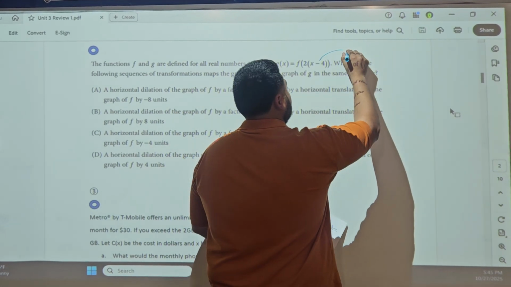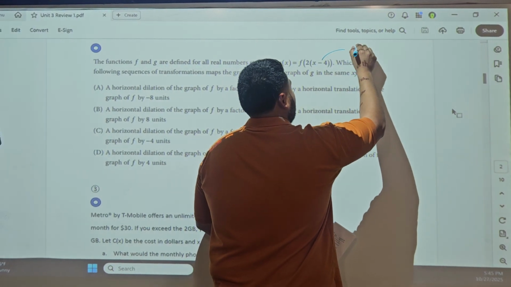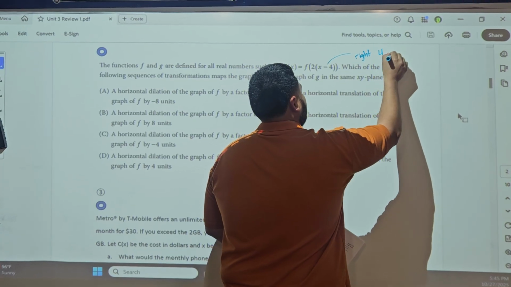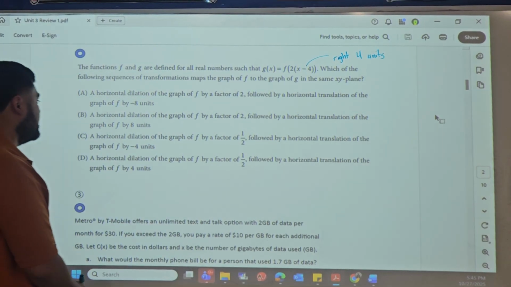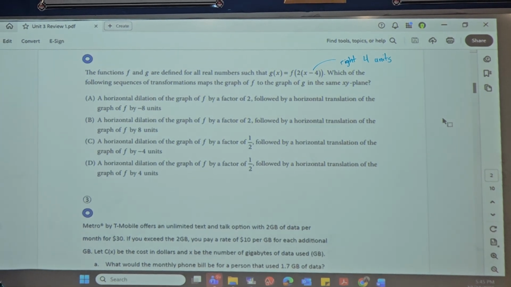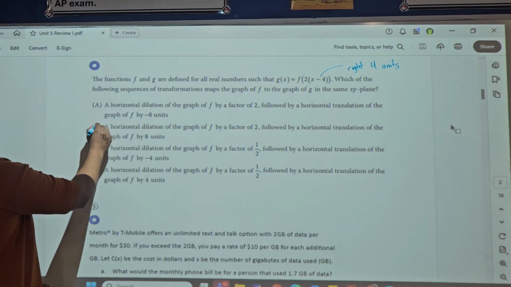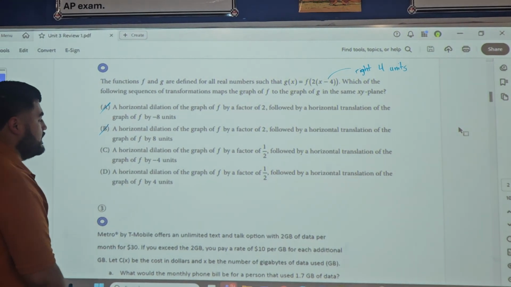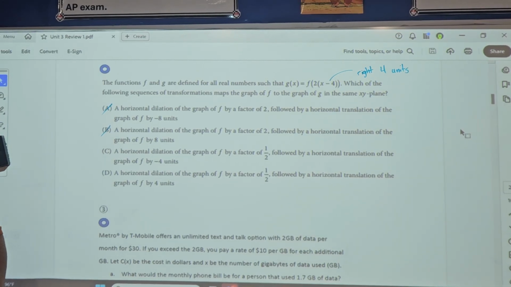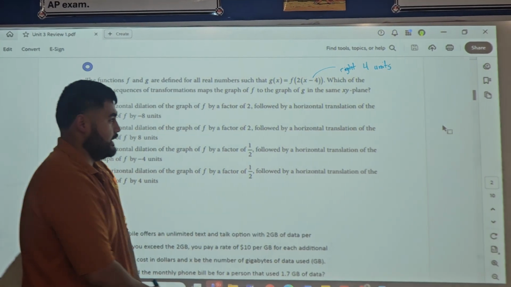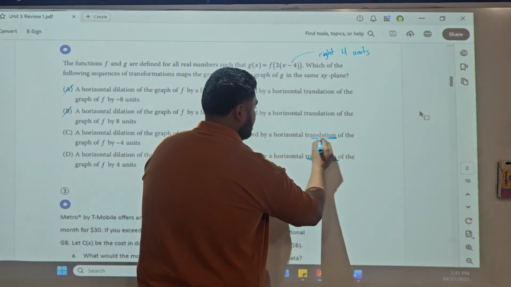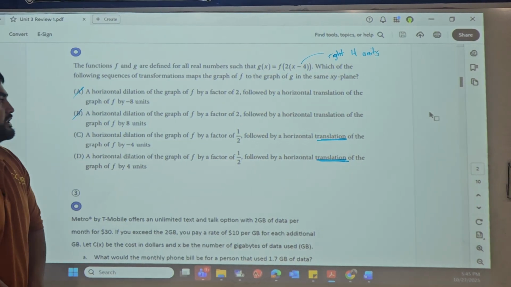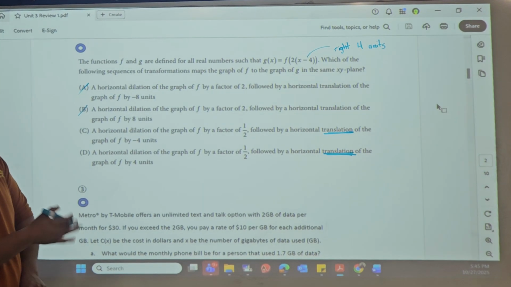So I'm gonna put here 4 units, right? Could I take any of these answer choices out? Yeah, I could take out A and B. Now this is what we call a horizontal translation, not transformation, translation. So it's a shift, either left or right or up and down.